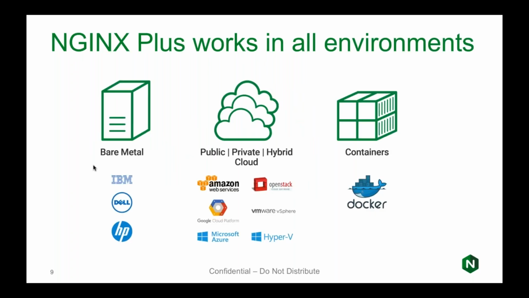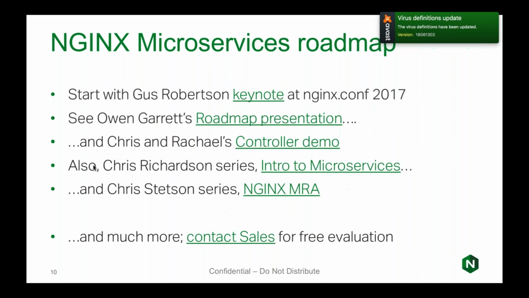NGINX Plus works in all environments, so we're extremely popular in the cloud. We have one estimate that roughly a third of all the instances on Amazon Web Services are running NGINX, open source or Plus. We work with containers, we work on bare metal, so very flexible. You can build a lot of intelligence into your web server or reverse proxy level architecture, and then that's less that the application needs to do. Makes it all more portable as well.